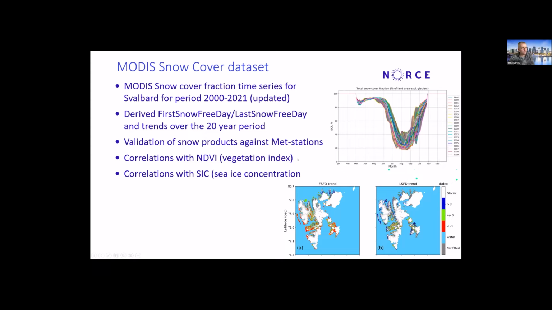In addition, we have also validated these products against the MET stations available. There were not so many covering the entire period from 2000 up to now, but at least we have some quite good results by comparing MET station data to the snow cover fraction. And in a paper, we compared these snow cover trends with the trends in normalized difference vegetation index and also the sea ice concentration.